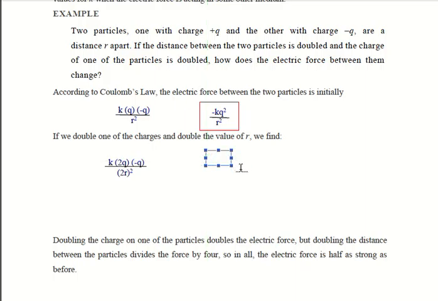We have negative K, Q is still squared, and that's going to be over 2R squared. So we had a 2 on top, 2 squared on the bottom. So it'd be 2 over 4, which reduces to 1/2.